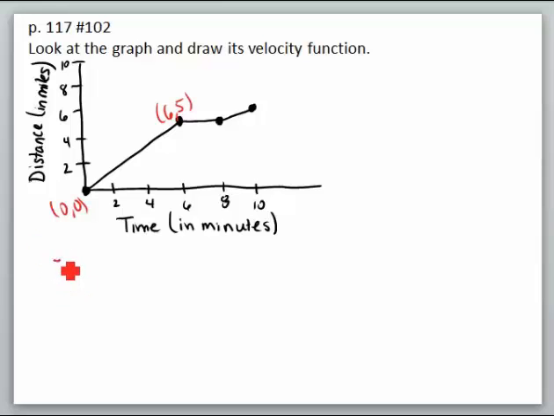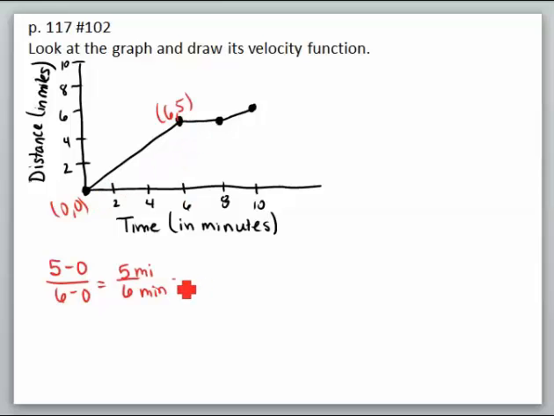And we do that going 5 minus 0, y minus y, over x minus x, and I get 5 over 6. Now let's put some labels with this so it makes more sense. This would be 5 miles in 6 minutes. And so it's y's over x's. So 5 miles every 6 minutes would be what's going on from 0 to 6.